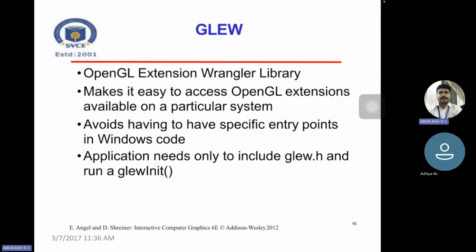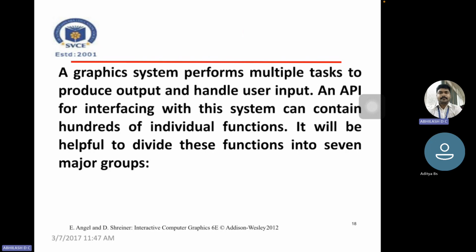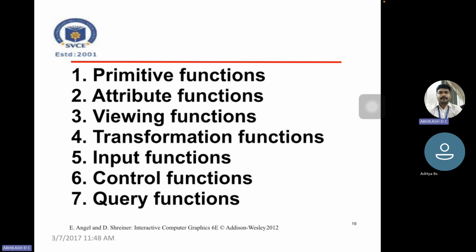Apart from that, the graphics system also helps us to print the line from one point to another point and display it on the output screen. So we majorly have 7 types of functions: primitive, attribute, viewing, transformation, input, control, and query functions. These are the different functions which are available and present in the APIs. So the first one is the primitive function. Primitive refers to the minimal, right? So low level objects are the atomic entities that our system can display.